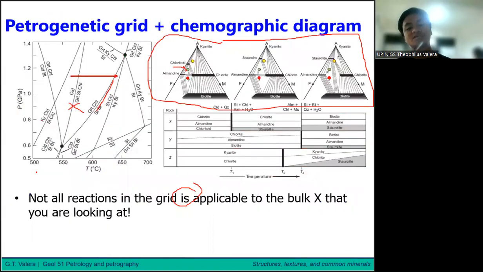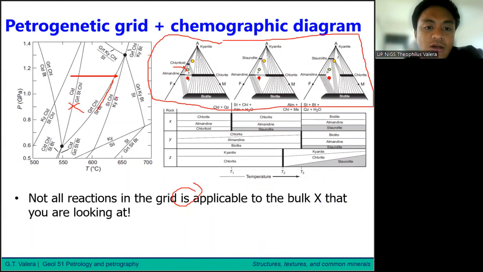What are other examples of discontinuous and continuous reactions? We've seen both here, actually. So here, you have your chlorite composition getting more and more magnesium with increasing temperature. That is another continuous reaction. So you have the reactants chloritoid and chlorite breaking down, and chlorite getting more and more magnesium.